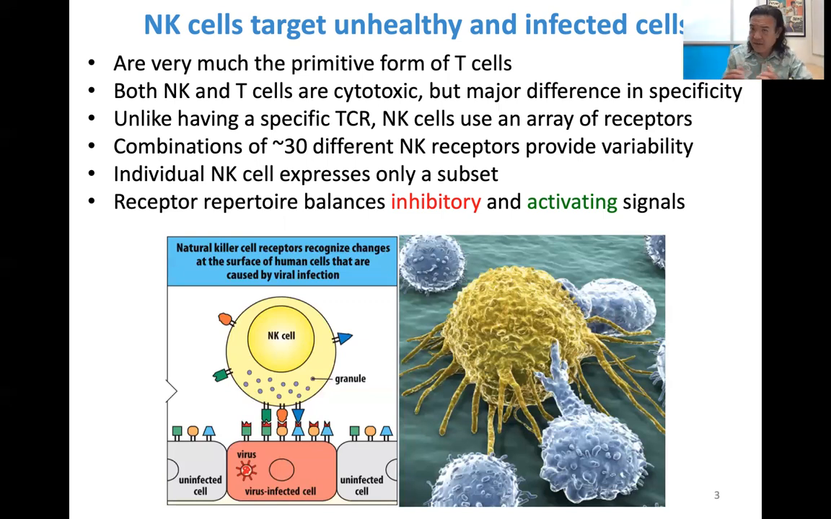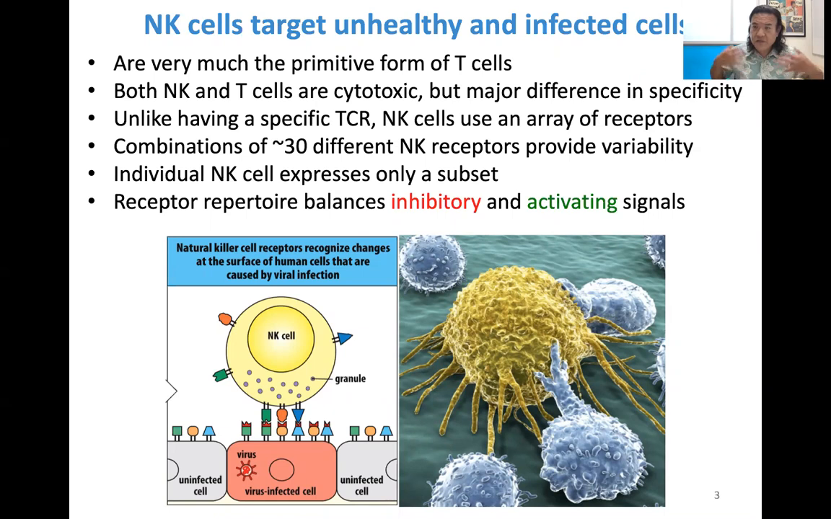Therefore, evolutionarily, it makes more sense for a given NK cell to only express a subset of those NK receptors, but then express a lot of them. So that particular cell might be really good at detecting a handful of different signals, even though it might ignore many other types of signals.